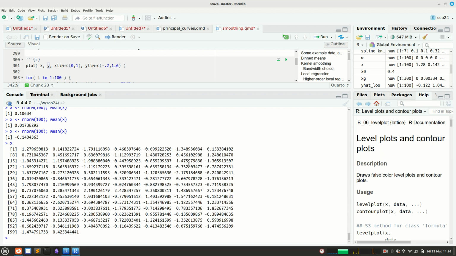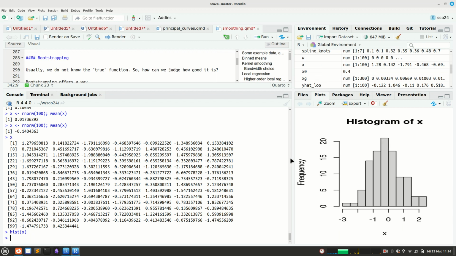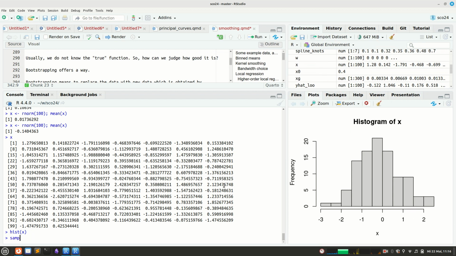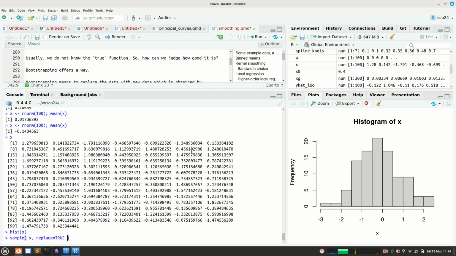So here I have my x. And I might look here at the histogram of this distribution, and now if I say sample x, replace equals true, that means take one of these 100 values at random, put it into our new sample, take another one and put it into the new sample, but before taking a new one, place the old one back.